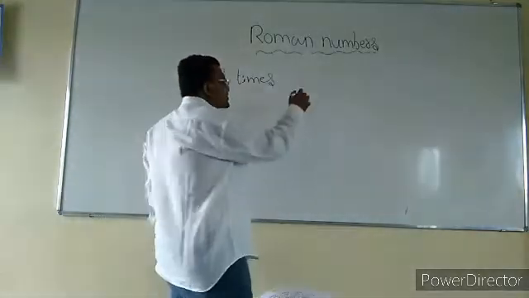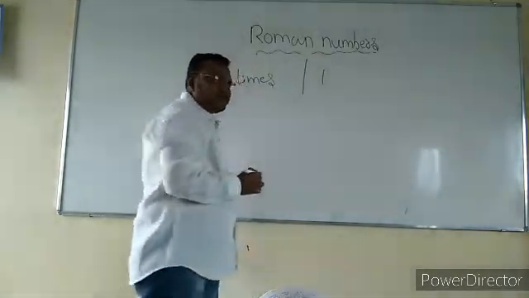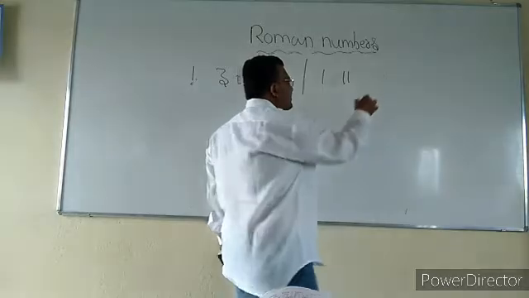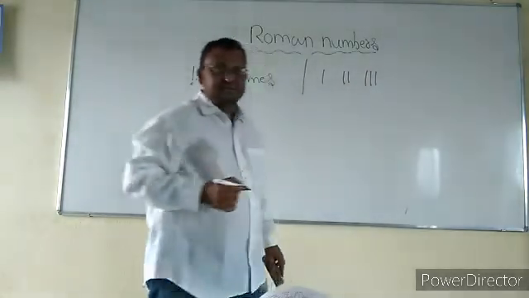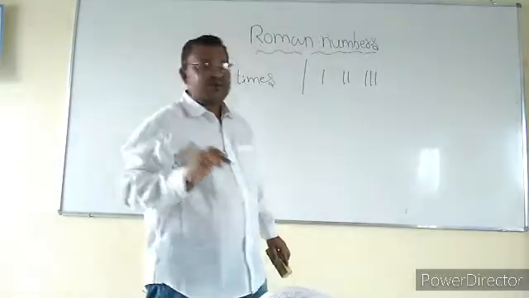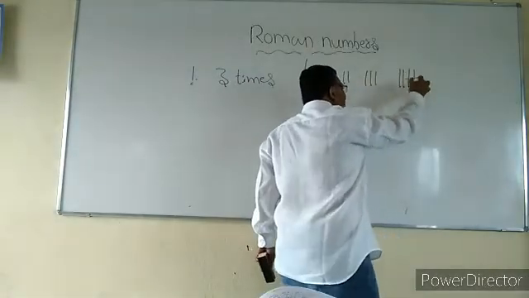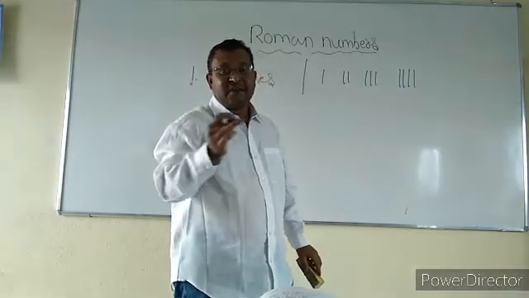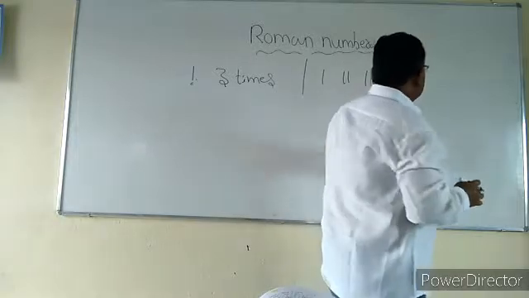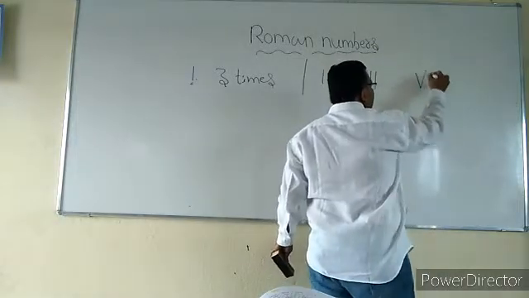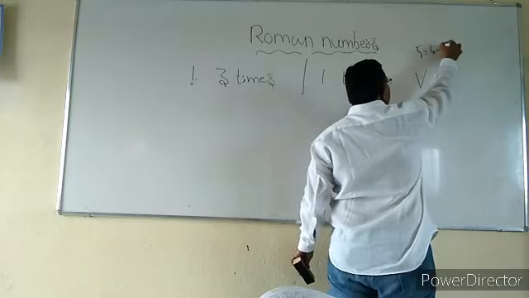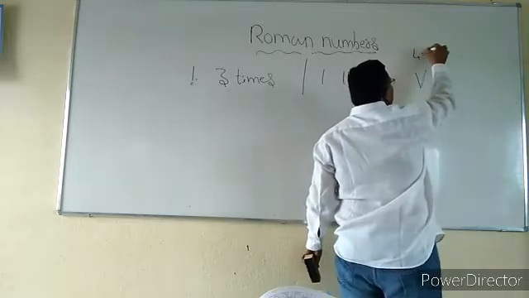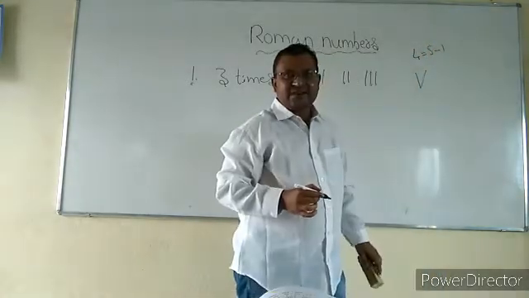That means to write 1, to write 2, the same symbol we can use 2 times. To write 3, the same symbol we can use 3 times. To write 4, we should not use I four times. It is wrong. Then what do we have to do? 4 means it is 5 minus 1.